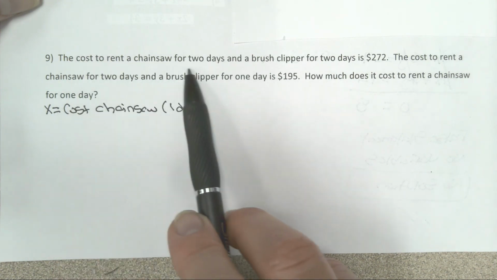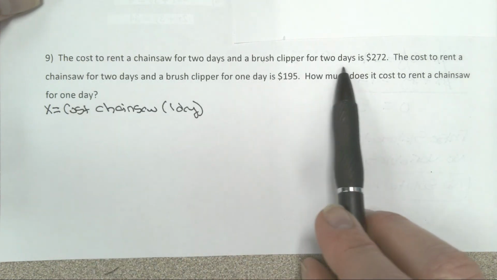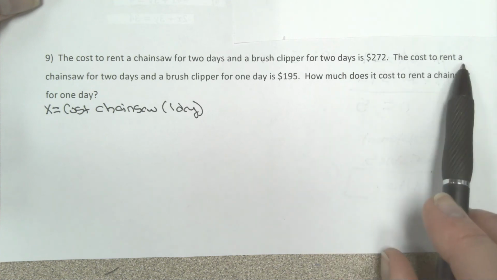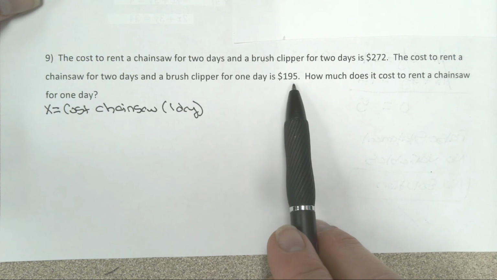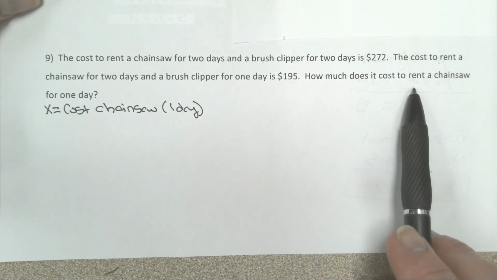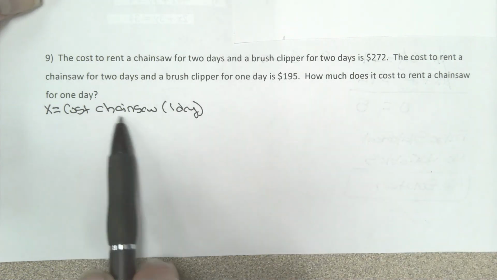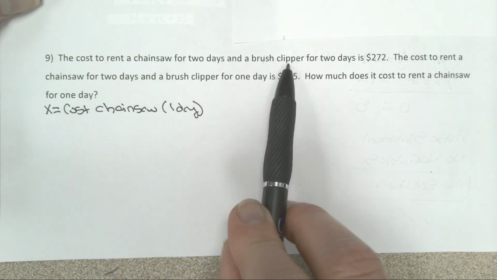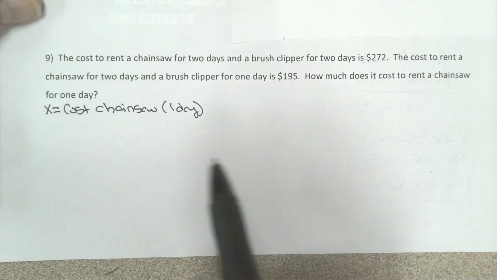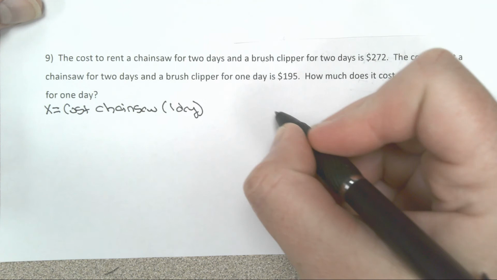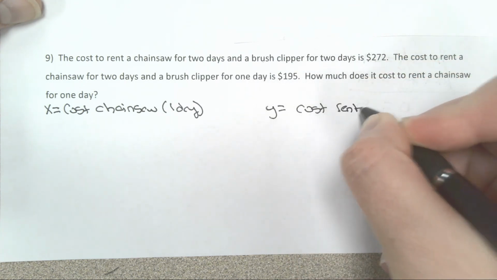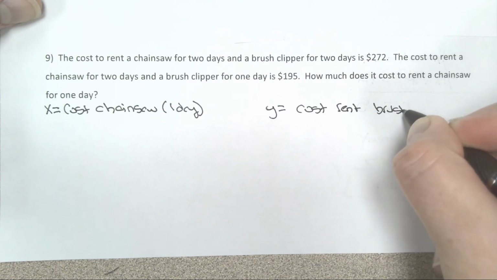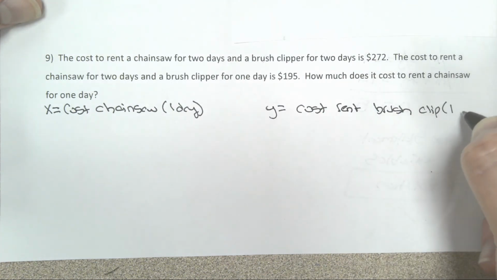The cost to rent a chainsaw for 2 days and a brush clipper for 2 days is this. The cost to rent a chainsaw for 2 days and a brush clipper for 1 day is $195. How much does it cost? All right, so we're renting chainsaws, and when I read here, we're also renting brush clippers. So that means Y is going to be the cost to rent the brush clipper for 1 day.